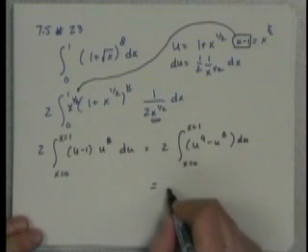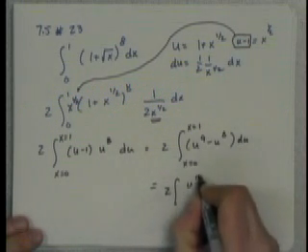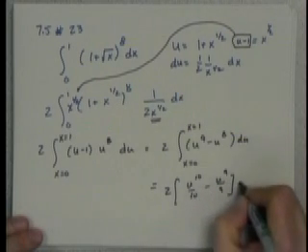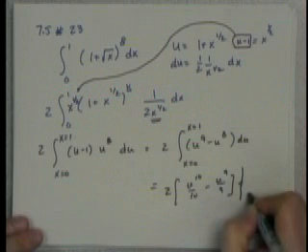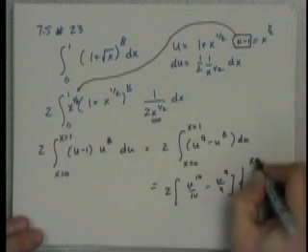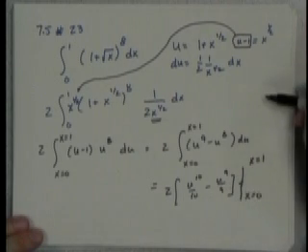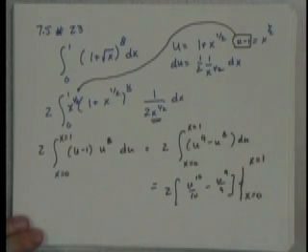So we get 2 times u to the 10th over 10 minus u to the 9th over 9, evaluated from x equals 0 to x equals 1. Now, do you prefer going back into x, or do you want me to rewrite these limits in u? I usually go back to x. Okay.